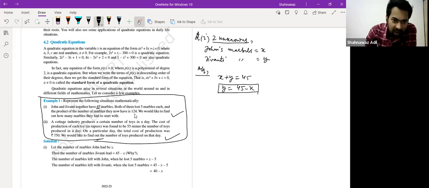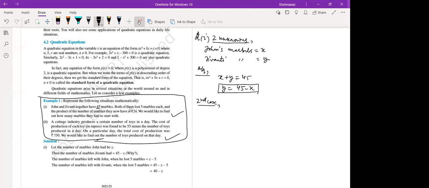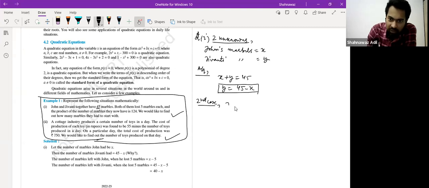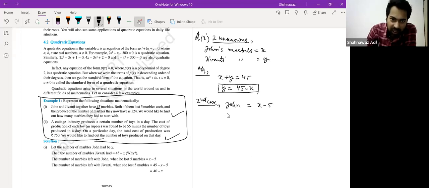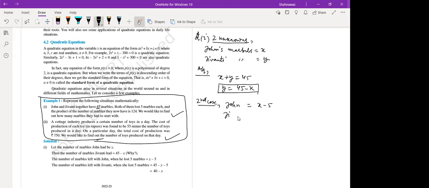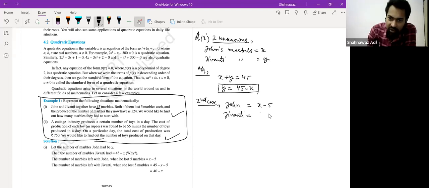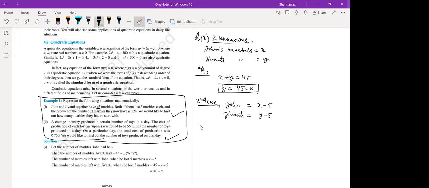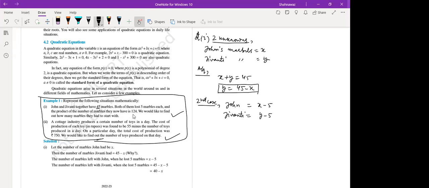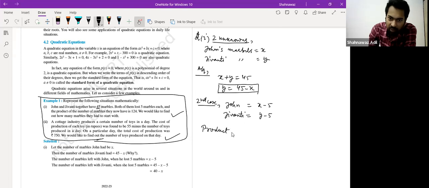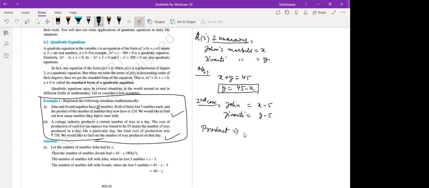Now, both of them lost 5 marbles each, right? So the second case is that if they lose 5 marbles, how many does John have? John has X minus 5, right? And Jivanti now has Y minus 5, right? Then what is the case here? So, the product of the number of marbles they now have is 120. So now let us calculate what the product would be. Samar, what would be the product then?